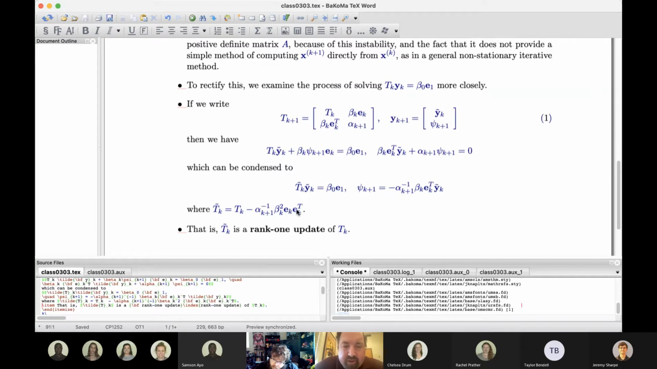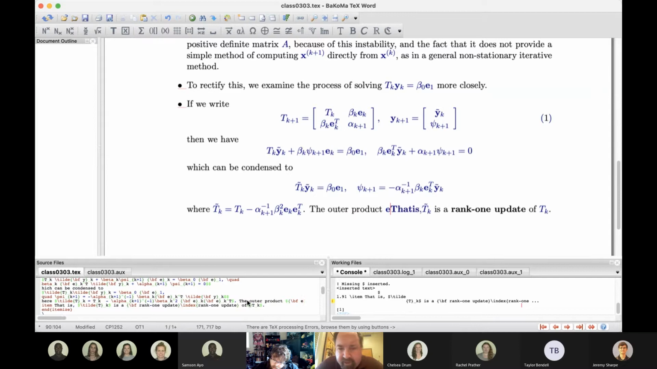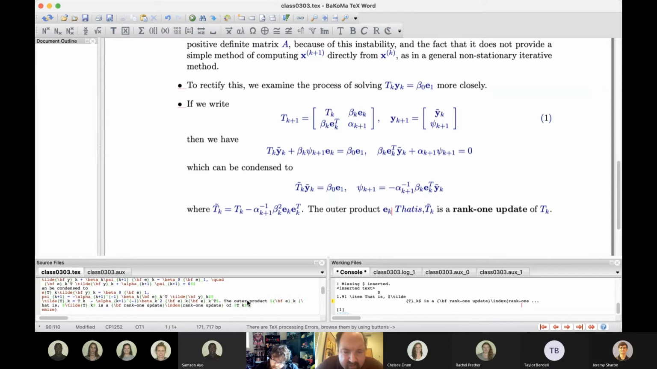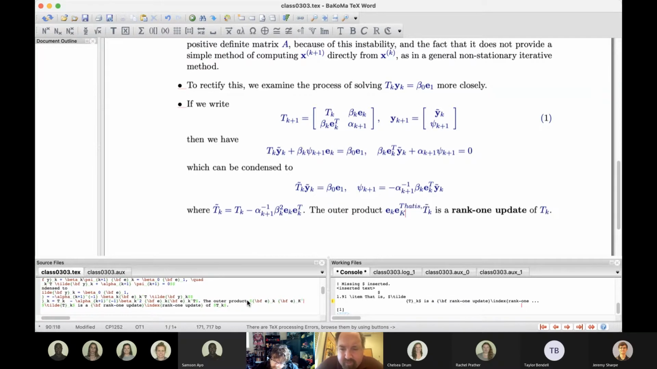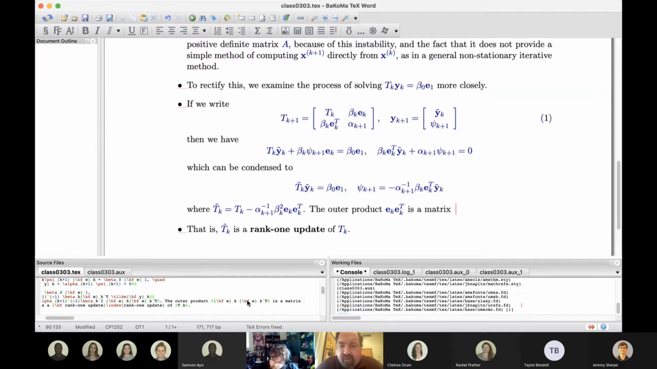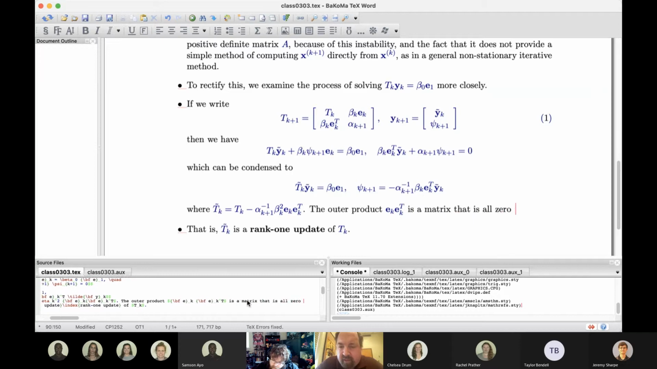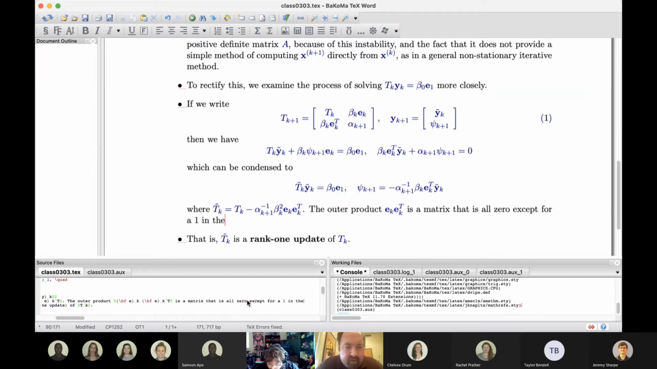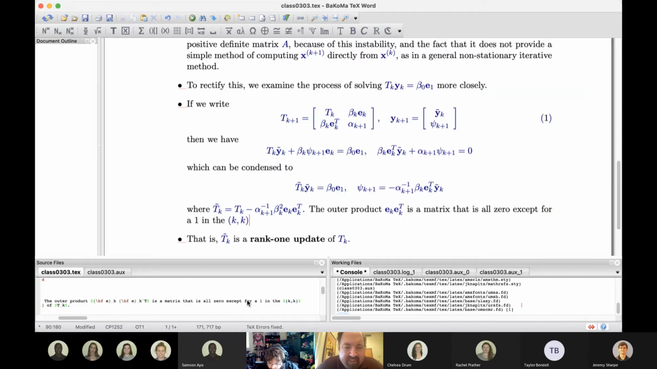ek transpose, being an outer product, is a matrix. Now, what is ek? Ek is a vector that is all zeros except for 1 in the last position. So let me write this down here. ek transpose, oops, that's lowercase k, is a matrix that is all 0 except for a 1 in the kk position. So the very last entry of a matrix, lower right-hand corner.